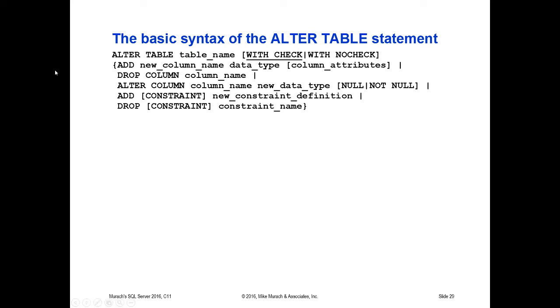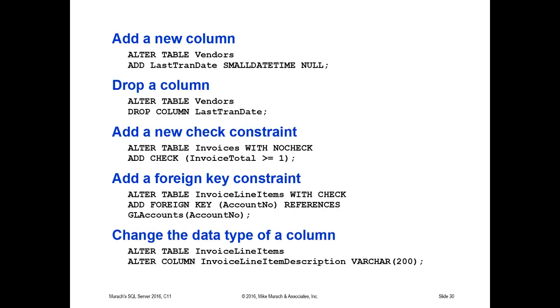When we're altering a table, we could add new columns, drop columns, or alter existing columns. We could add constraints or drop constraints. As you can see, it can get kind of messy very quickly. If we want to add a new column, we can do so easily enough. Alter table, add column. If we want to drop a column, again, pretty simple syntax. Add a new check constraint, add a foreign key constraint.